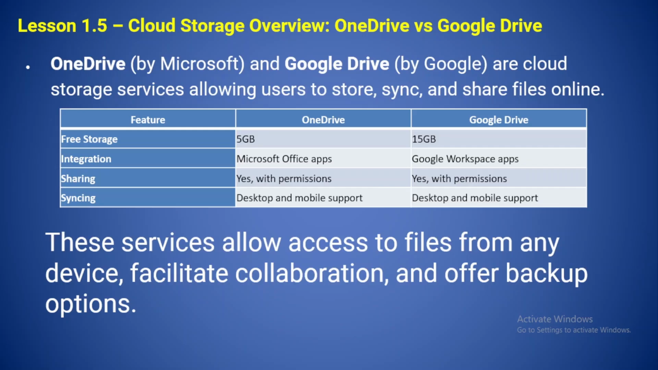Then we have sharing. On OneDrive, you can share with permissions, and also on Google Drive, you share with permissions. Then syncing: OneDrive has desktop and mobile support, and Google Drive also has desktop and mobile support. These services allow access to files from any device, facilitate collaboration, and offer backup options.